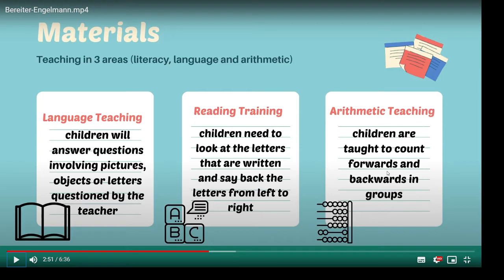In the language teaching, children will answer questions involving pictures, objects, or letters asked by the teacher. In the reading training naman, children need to look at the letters that are written and say back the letters from left to right. In the arithmetic teaching, children are taught to count forwards and backwards in groups.